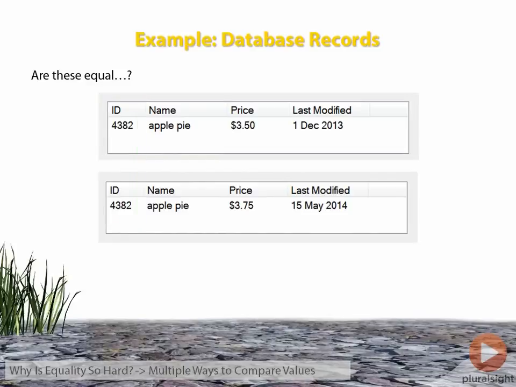So this illustrates another conceptual issue with equality that comes into play when you are updating data. Do you care about the precise values of a record, or do you care only whether it's the same record? And clearly there's no one right answer to that. Once again, it depends on the context, what you are trying to do.